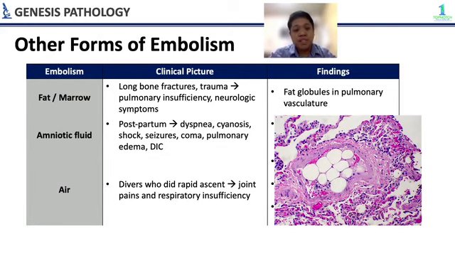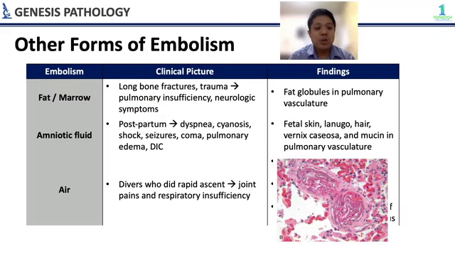Other forms of embolism include fat and marrow embolism, which is nakikita sa mga long bone fractures. So for example, meron kang patient na kakagaling lang sa orthosurgery, tapos nag-complain siya of difficulty breathing, entertain kayo ng fat embolism. So it produces pulmonary insufficiency and neurologic symptoms. So ang findings niyan is fat globules in pulmonary vasculature. So yan, fat parang, di ba, adipose tissue. Next, you have your amniotic fluid embolism.